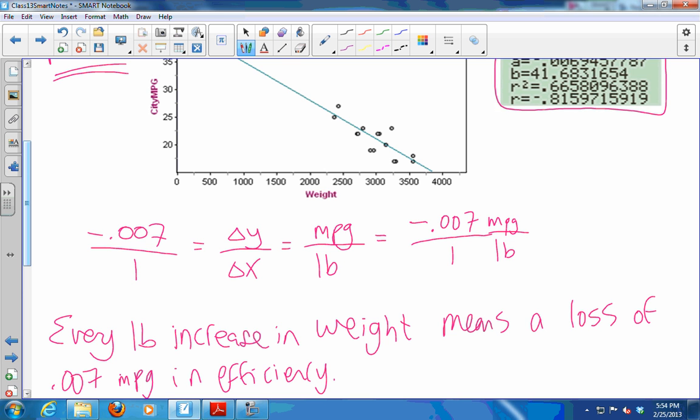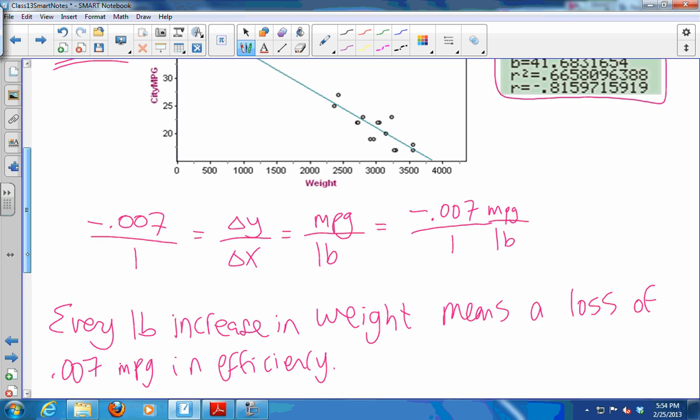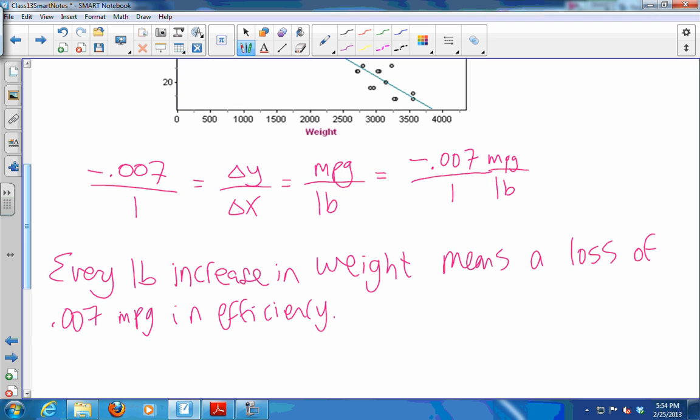When you're writing sentences that interpret slope, if you use the word loss, you don't have to write the negative. It's like using a double negative in a sentence. So you could say every pound increase in weight means a change of negative 0.007, or you could say a loss of regular old 0.007. Don't use the double negative.